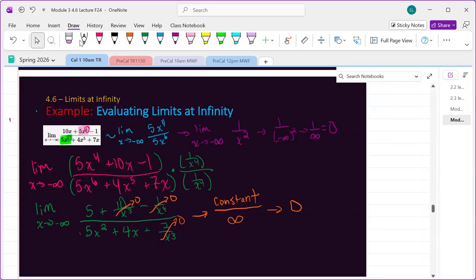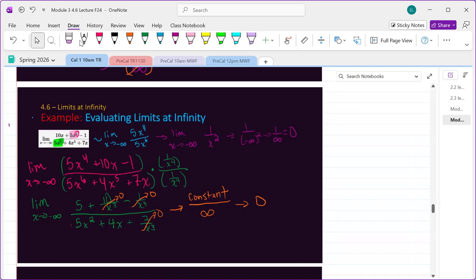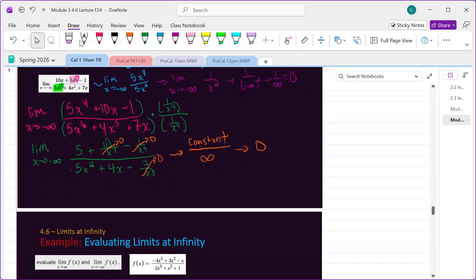Does the shortcut get credit on the test? Yeah. But the shortcut only works if it's a polynomial over a polynomial. I don't know if it'll be a polynomial over a polynomial on the test, because we're going to see some more where they're not. So I haven't written the test yet to decide which way it's going to be. There are definitely limits at infinity on the test, though. They did that in the fall, so that's consistent.